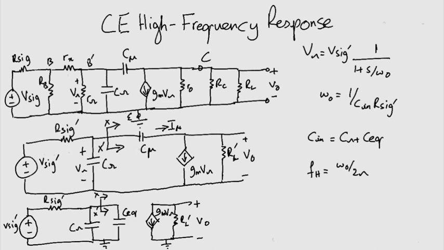So now we know that our FH is dependent upon C in and R sig bar. Whatever quantities in those two terms we can change, we will do so, and this gives us control over our bandwidth. The multiplication effect that C mu undergoes, that is when it gets multiplied by 1 plus GM RL dash, comes about because it is connected between two nodes whose voltages are related by a large negative gain, minus GM RL dash. This effect is known as the Miller effect, and 1 plus GM RL dash is known as the Miller multiplier.